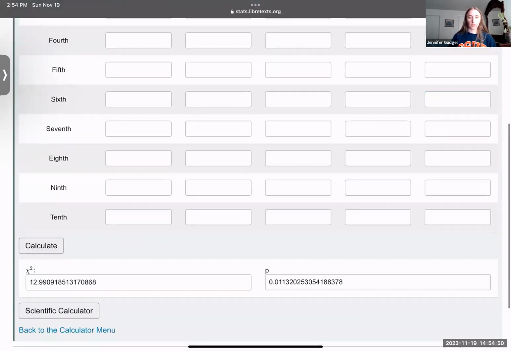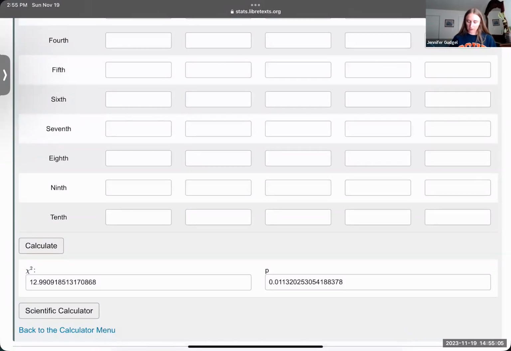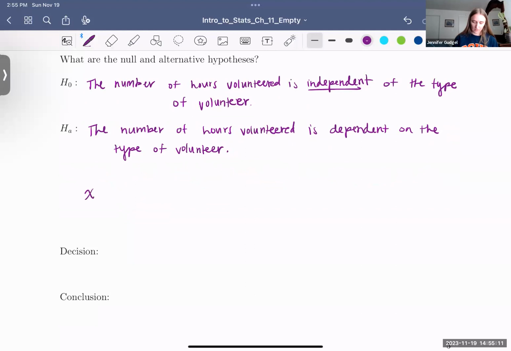I go to calculate and I have my test statistic, my chi-square, as well as my p-value. So chi-square, my test statistic, is 12.991 if we round it to 3 decimals. The p-value is 0.0113. We round to 4 values on that. This is our test statistic, 12.991, and our p-value was 0.0113.